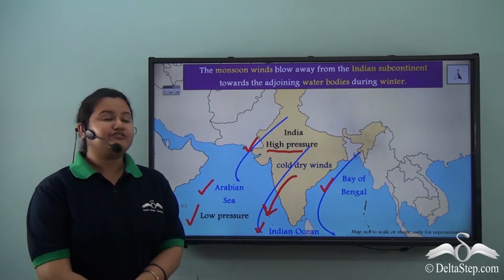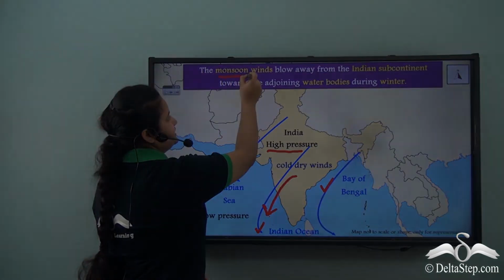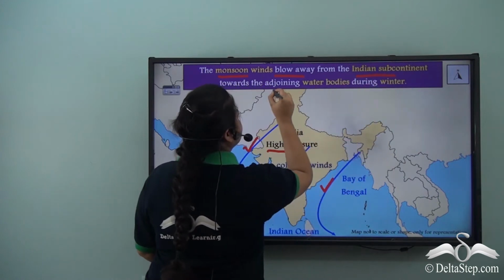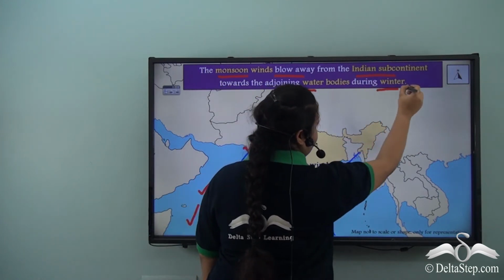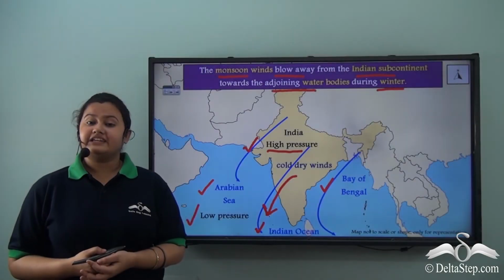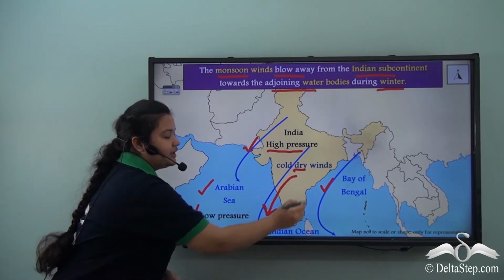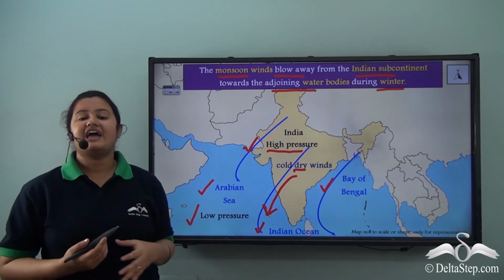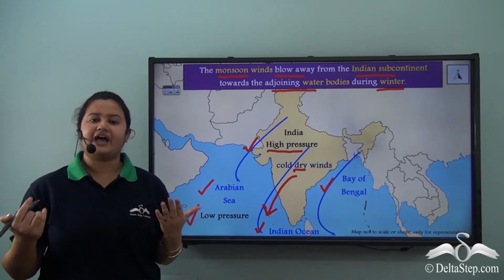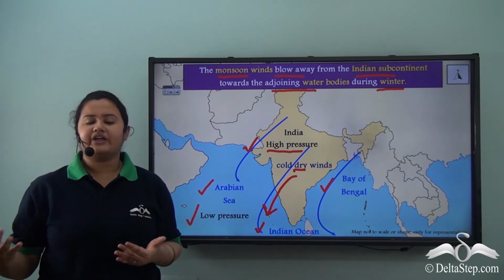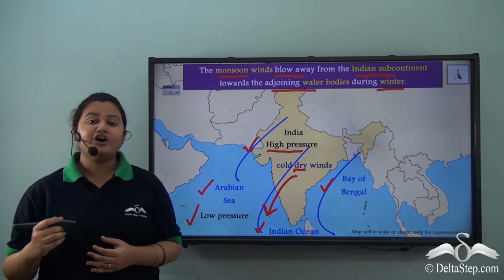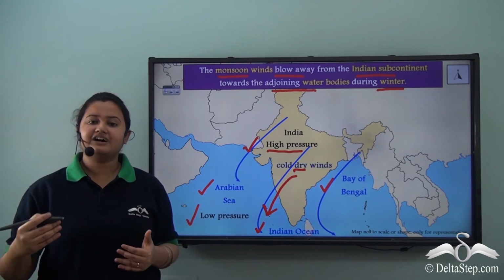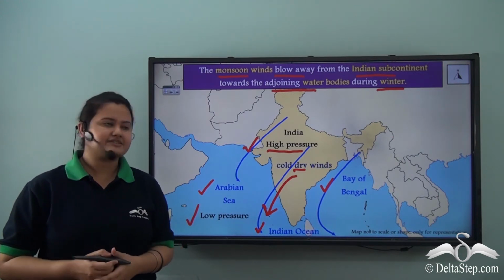Therefore, during winter, we find that the monsoon winds blow away from the Indian subcontinent to the adjoining water bodies. Now, these monsoon winds are dry. Why so? Because these monsoon winds originate from the landmass and therefore they pick up no moisture, and therefore we experience no rainfall during winter. Now we will see how the presence of these monsoon winds affect the circulation of ocean currents.